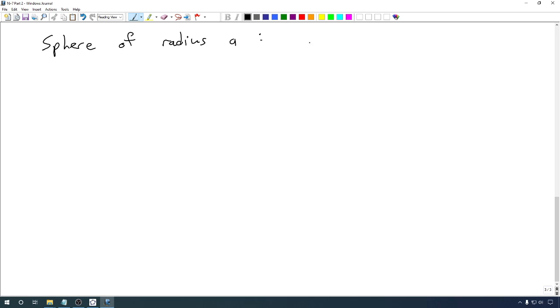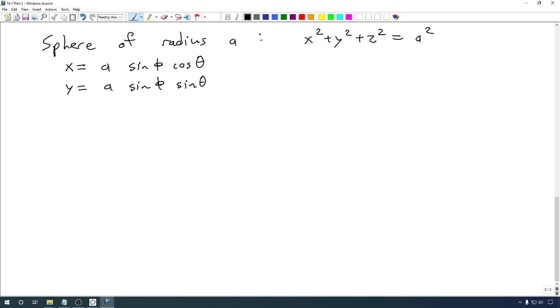Which we could just go ahead and write as x squared plus y squared plus z squared equals a squared. But what we're going to do is parameterize it using spherical coordinates. So that means that x is going to be equal to a sine phi cosine theta, y is equal to a sine phi sine theta, and z is equal to a cosine phi.